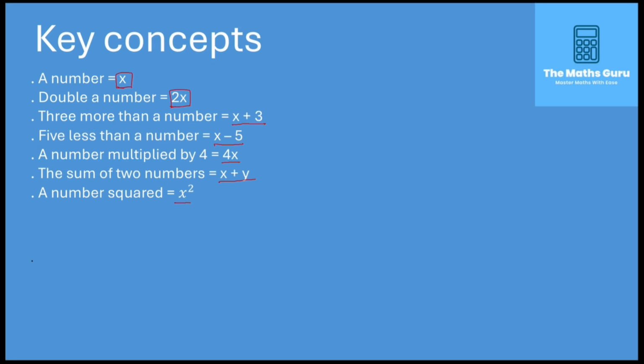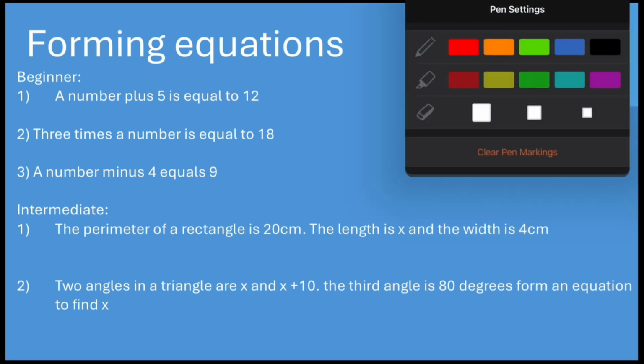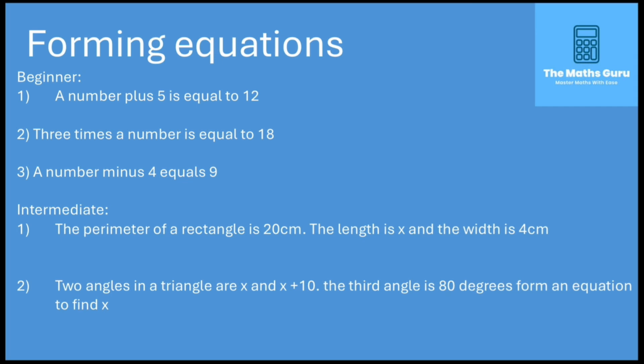These are just some key points that we're going to need to know before moving on to the next stage of this topic. Okay, so let's get into some questions now. We are told to represent through an expression a number plus 5 is equal to 12. So we're setting up an equation here. As you can see, we have a number, which is our x, plus 5 is equal to 12. And that is the answer to number 1.